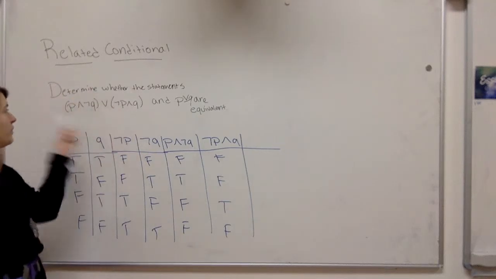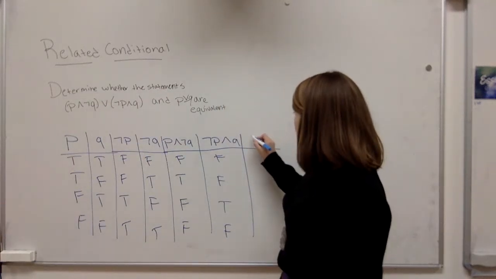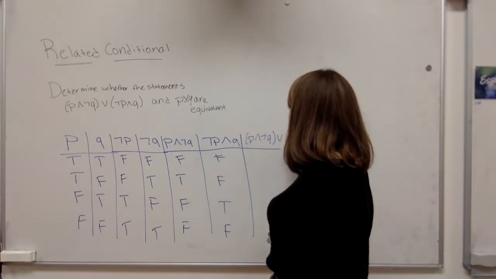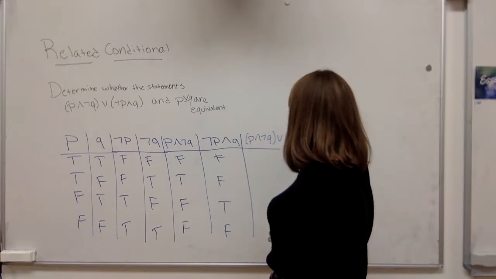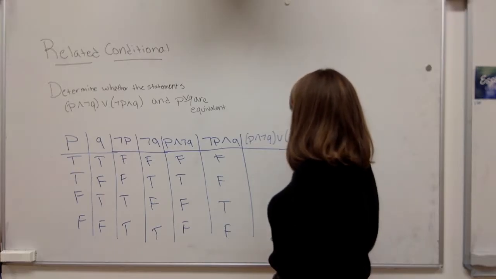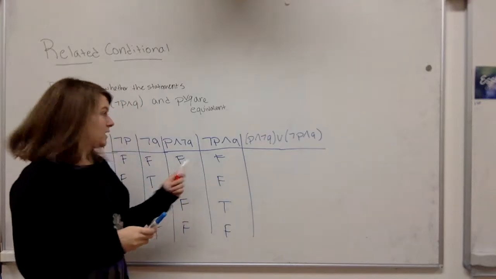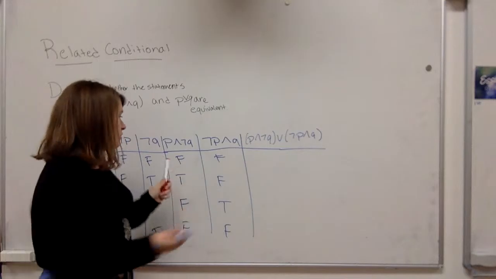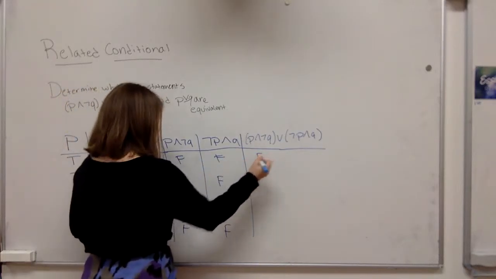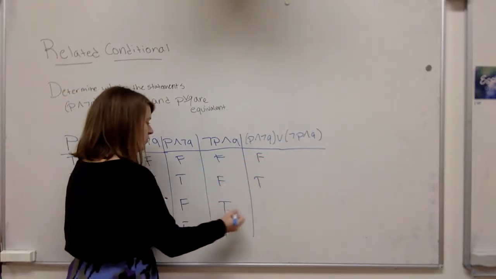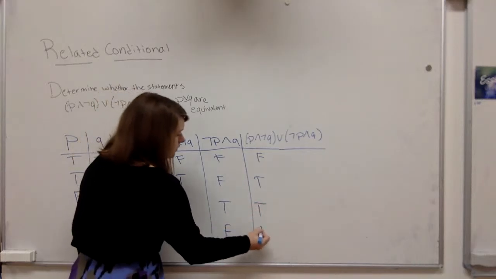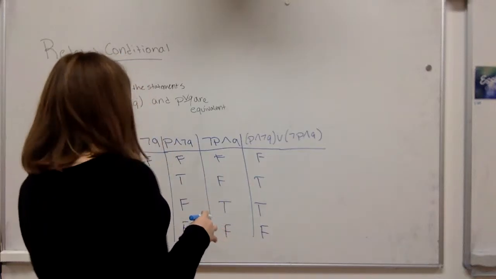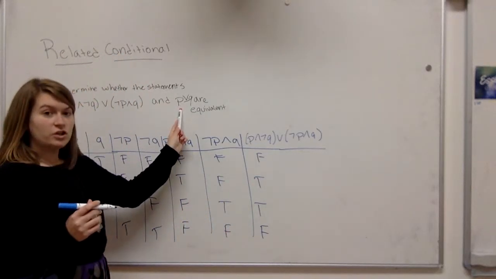And now, we'll bring it all together. So we have P and not Q, or not P and Q. So we'll look at these two, and it's a disjunction, so that means it's an or. So if either of these are true, then this one's true. So we have false, false, which is false. We have true, false, which is true. We have false, true, which is true. And then we have false, false. Okay, so that's that. Now we're going to do the other section, which is the P exclusive disjunction Q.